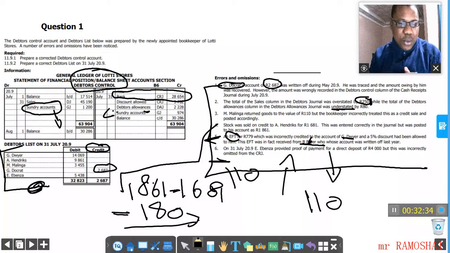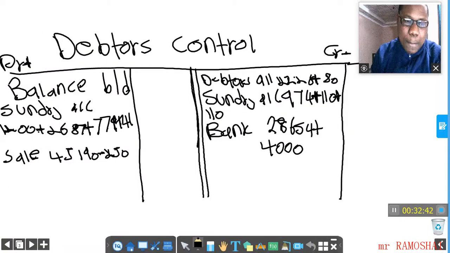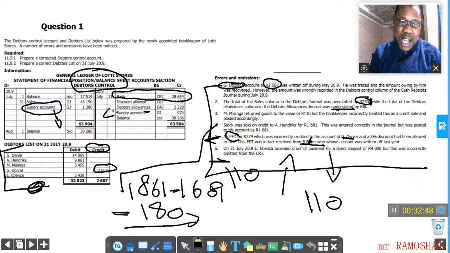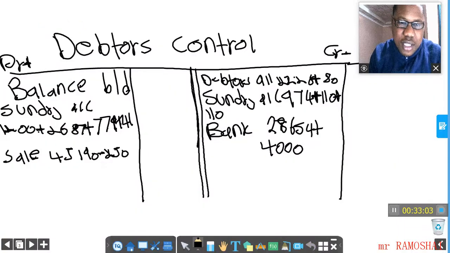I didn't do any total. So now it is our time to conclude our accounts and write the totals, right? So let's start with the debtors control. In the debtors control, let's go back and check. The balance was not undercasted or overcasted, so we are going to take the balance the way it is. 17,514, right? Let's go to the debtors control.